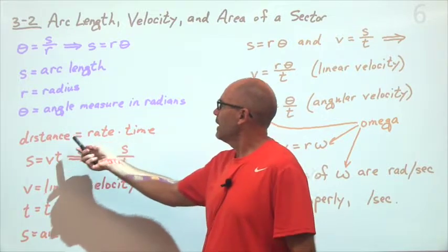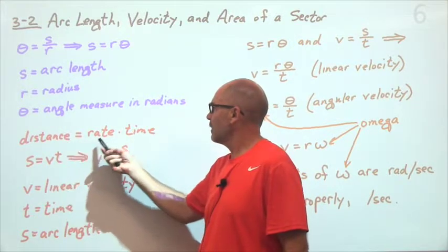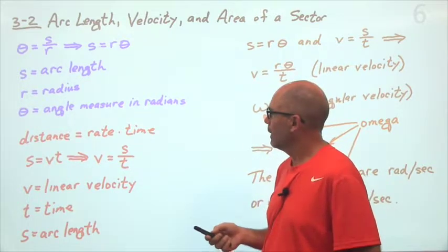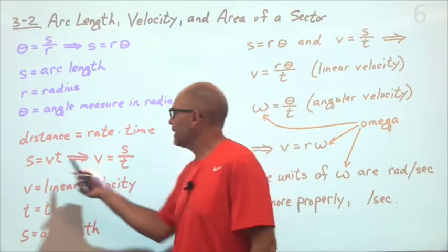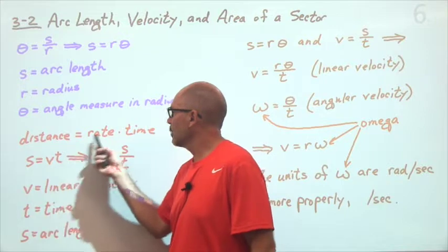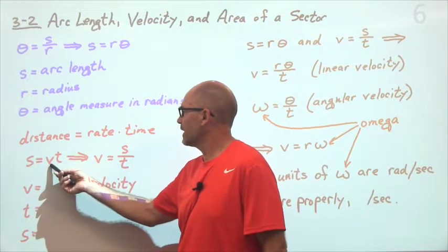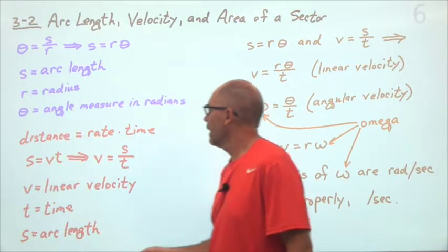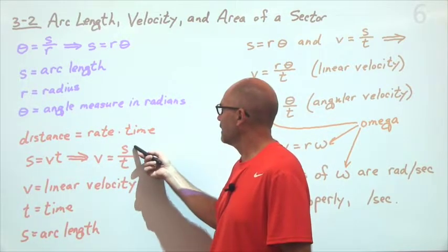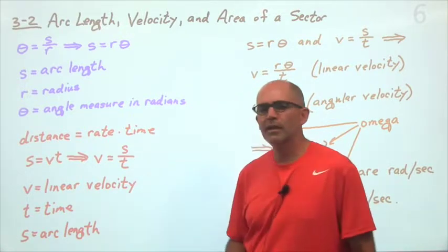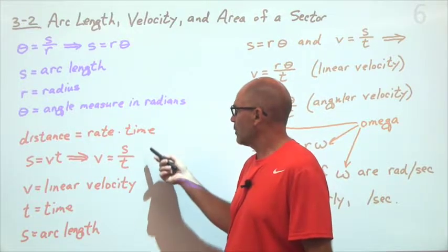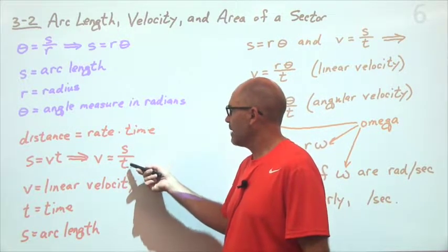Okay, now, next thing, distance equals rate times time. You've known that since Algebra 1. So basically what that's saying is distance around a circle, s, equals rate, which is velocity, times time. Now, if I divide both sides by time, then I get velocity equals s divided by t. So what this means is the linear velocity equals the arc length divided by time.